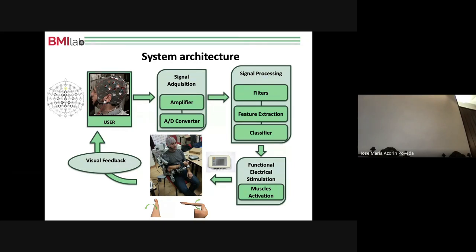So basically what we did is, if we want to move the arm of the person, we stimulate the muscle of the person to produce the movement of the arm, okay? As you can see in this scheme, after registering the signal, we do the processing and we send a command to a stimulator in order to activate the muscle and in the end produce the movement of extension or flexion of the arm of the person, okay?